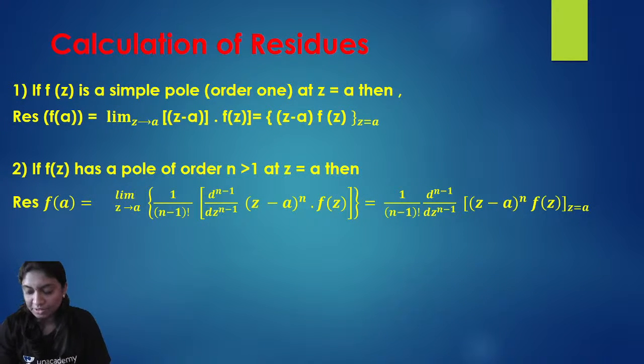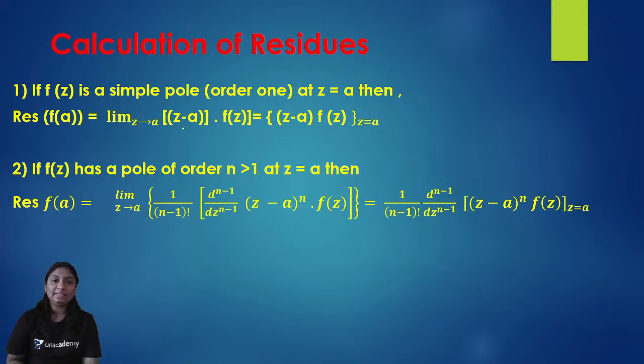The calculation of residue. How to calculate the residues, right? How we will calculate the residues? First, if f of z has a pole of order 1 at z is equal to a, then residue of f at a is equal to limit as z tends to a of z minus a into f of z, which is equal to z minus a into f of z at z is equal to a. सिंपल, जो भी a पोल है, z को हम लोग लिमिट लेंगे, limit as z tends to a of z minus a into f of z.